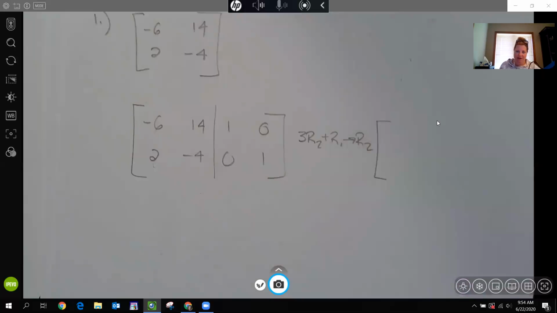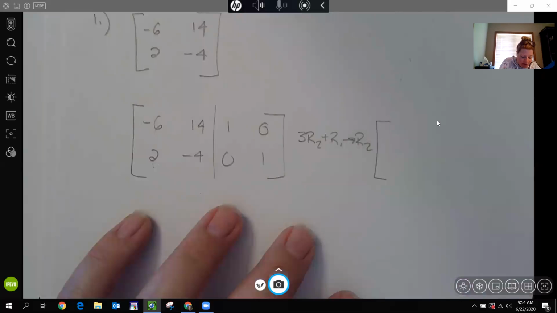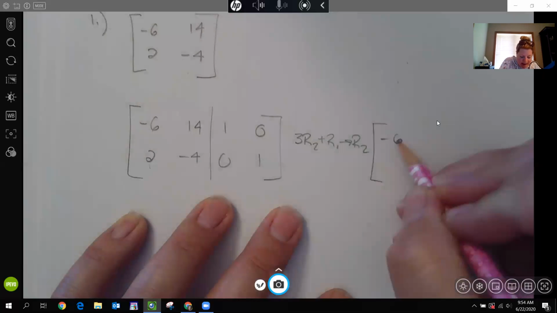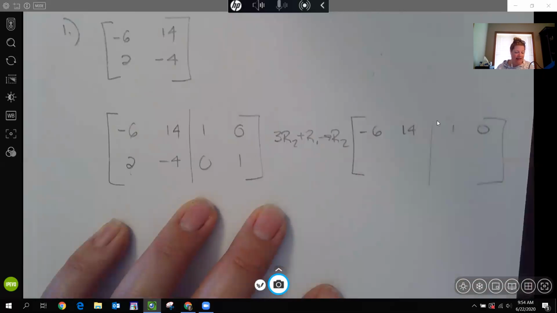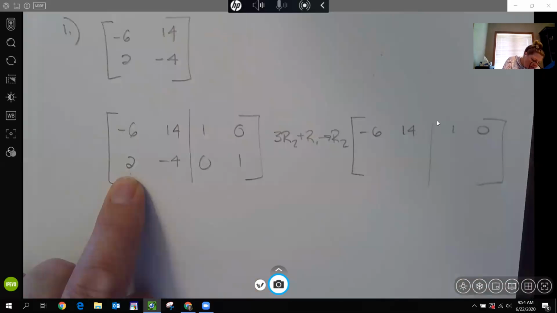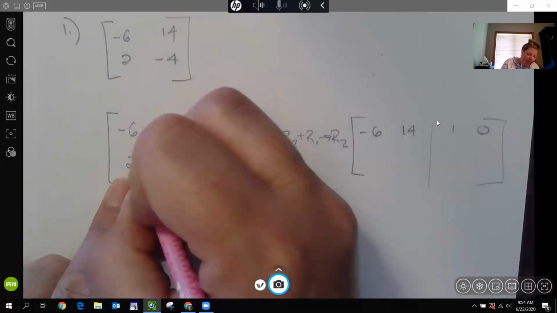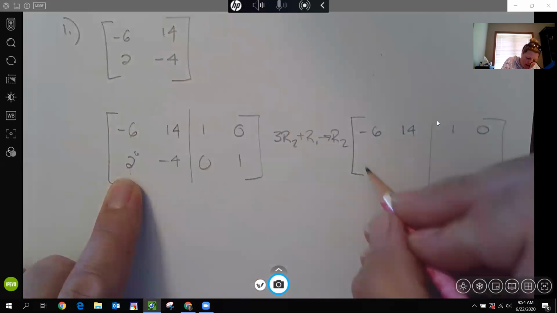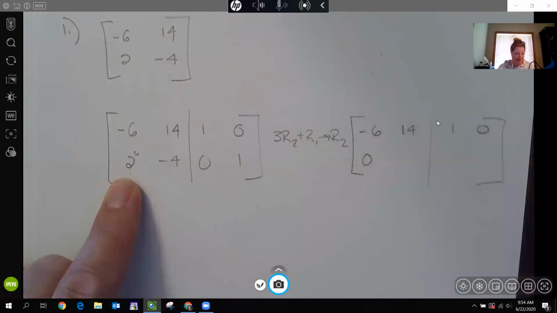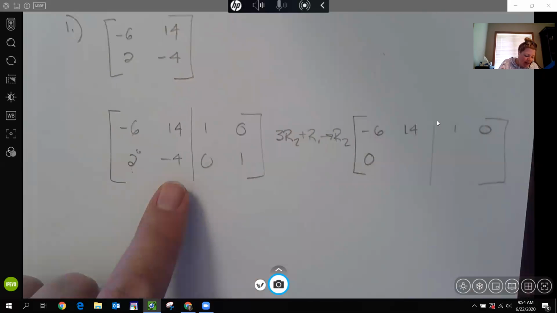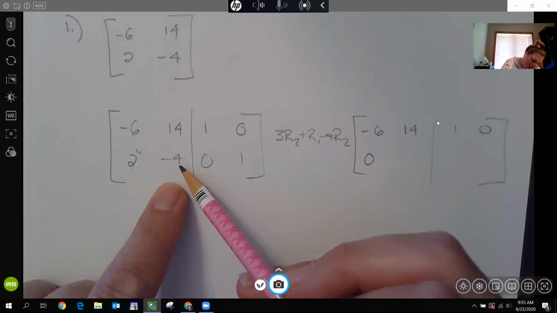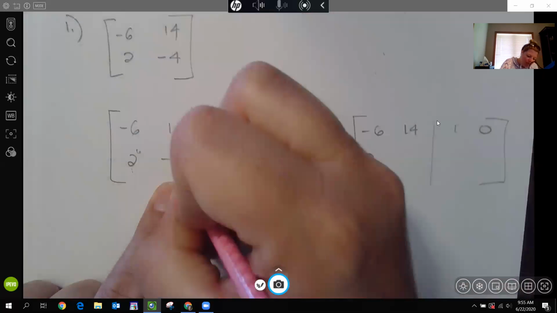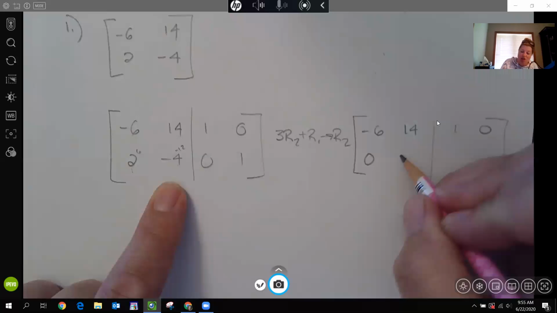I think I can fit it over here. We'll see. All right, so am I going to change the top row? I am not. So we'll keep that all the same, just like that. And then we're going to go 3 times 2 is 6. 6 plus -6 is going to give me the 0. That's what I wanted, but I have to do the whole row. 3 times -4 is -12, and the 14 would leave me a 2.